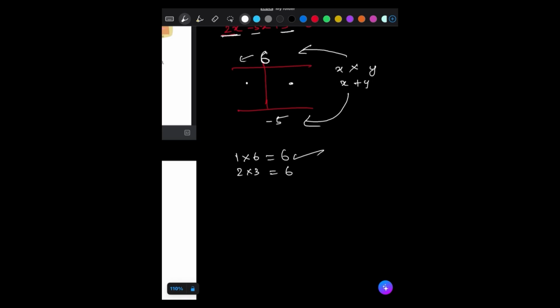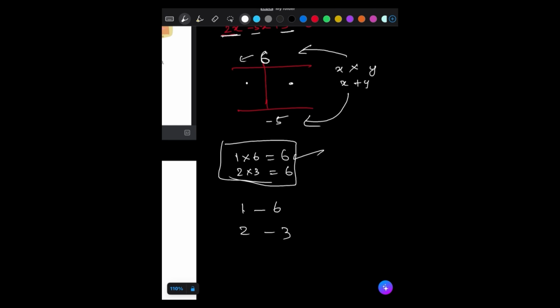What about the 7 table? We don't get 6 from the 7 table onwards, right? Because from the 7 table onwards it will be 7, 8, 9, 10. We won't get 6. So these are the only cases. It can be either 1 or 6, or it can be 2 or 3.